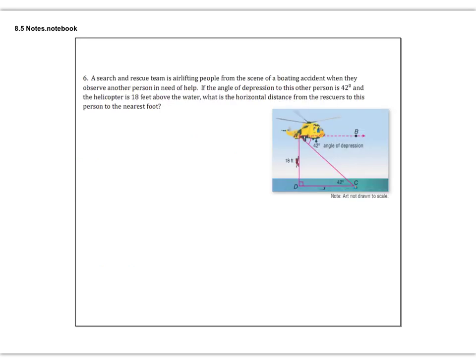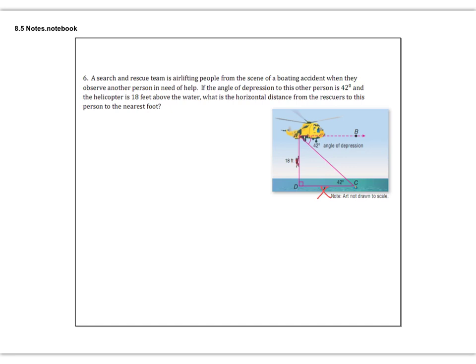Finally, our last question. A search and rescue team is airlifting people from the scene of a boating accident when they observe another person is in need of help. If the angle of depression to this person is 42 degrees and the helicopter is 18 feet above the water, what is the horizontal distance from the rescuers to this person to the nearest foot? So you can see what we're looking for is this distance down here. There was an X there. That's the distance we're looking for.